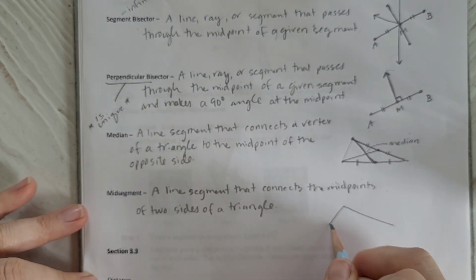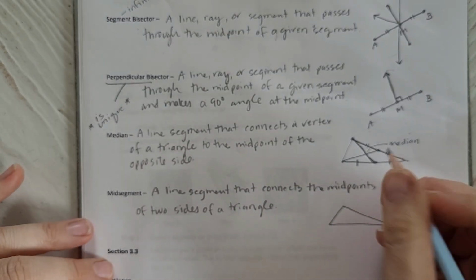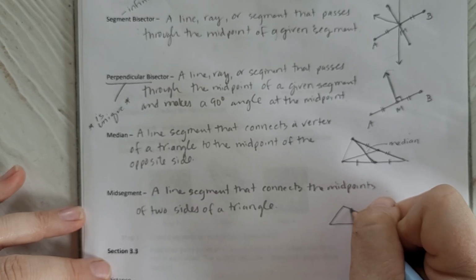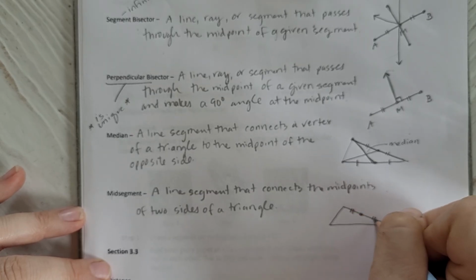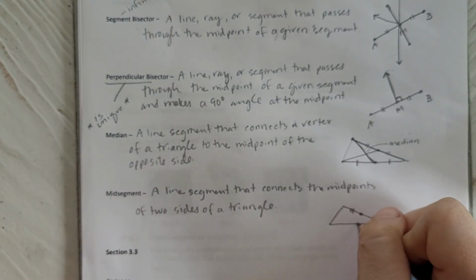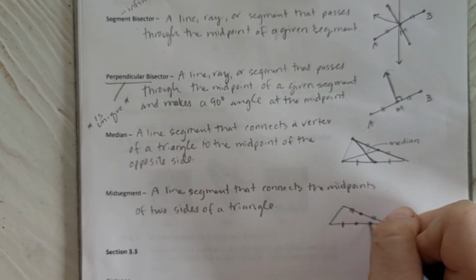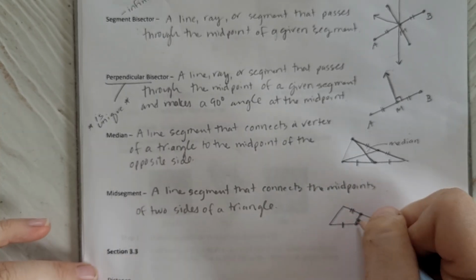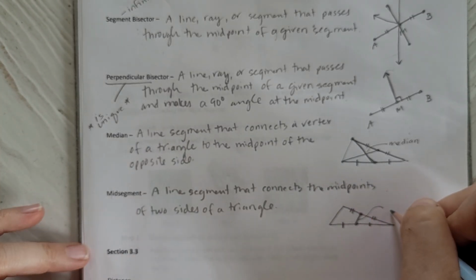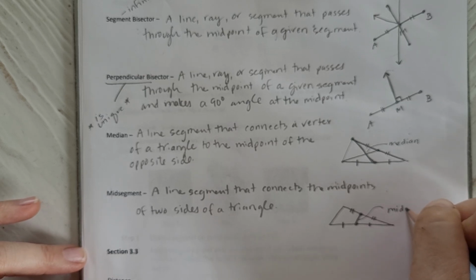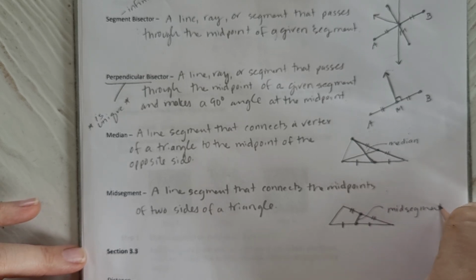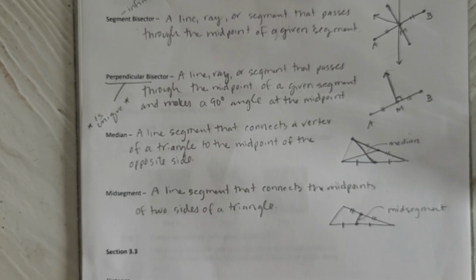Again, I'm going to sketch a generic triangle. Let's say I find the midpoint of this side. That doesn't look like it's perfectly in the middle, but let's pretend. And I find the midpoint of this side, and I connect these 2 points. That is a mid-segment. Again, there are 3 medians, there are 3 mid-segments.